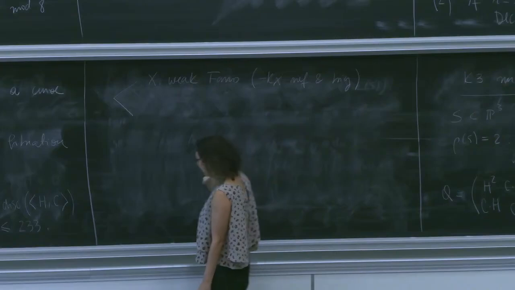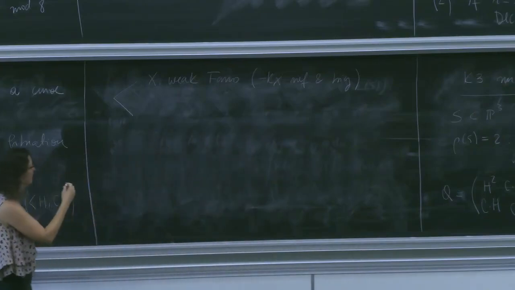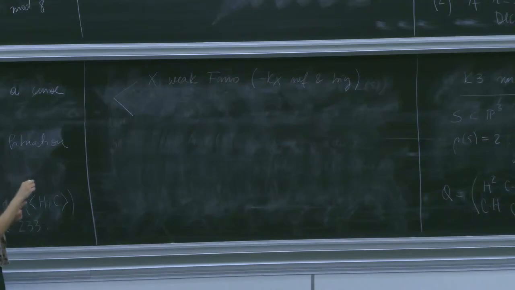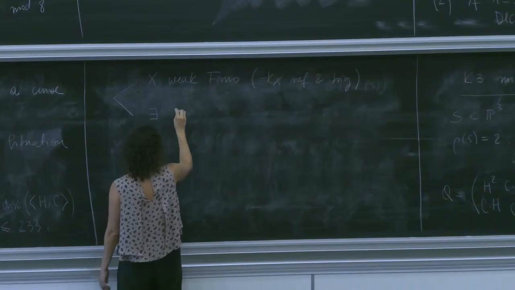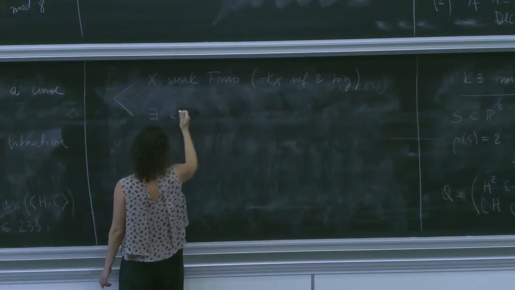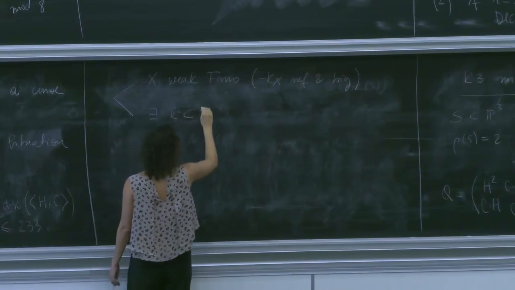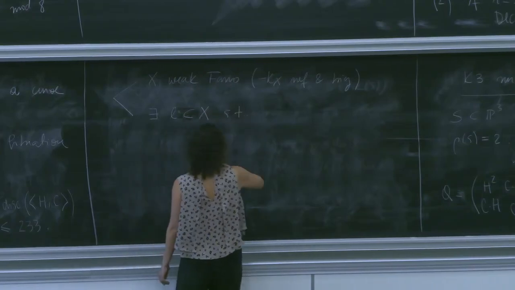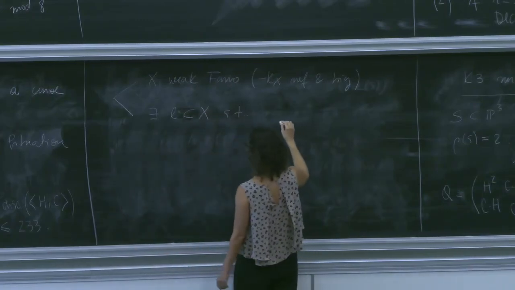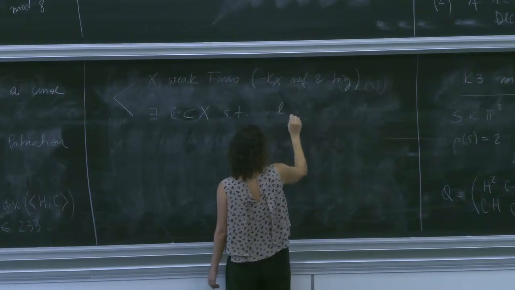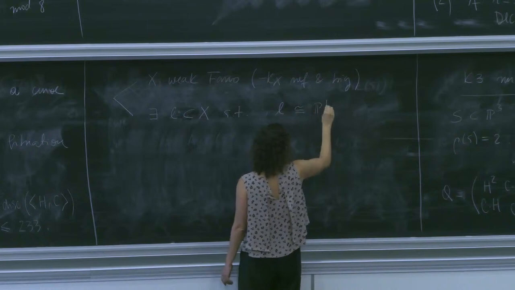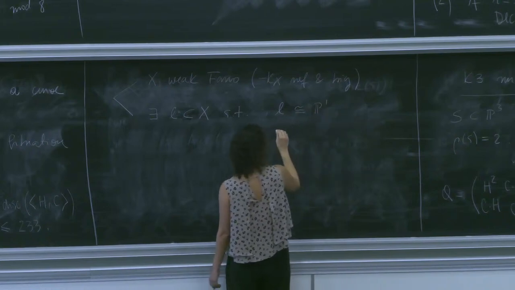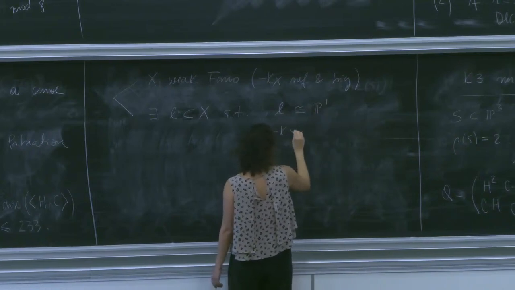Or the anticanonical class is not nef, and then the link will continue with an anti-flip. So in this case, there will be a rational curve L inside of X, such that L is a rational curve, and it will have negative degree with minus K.